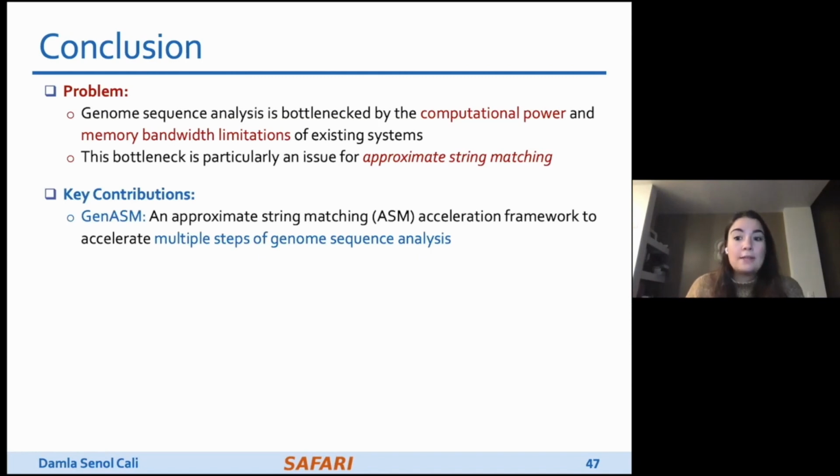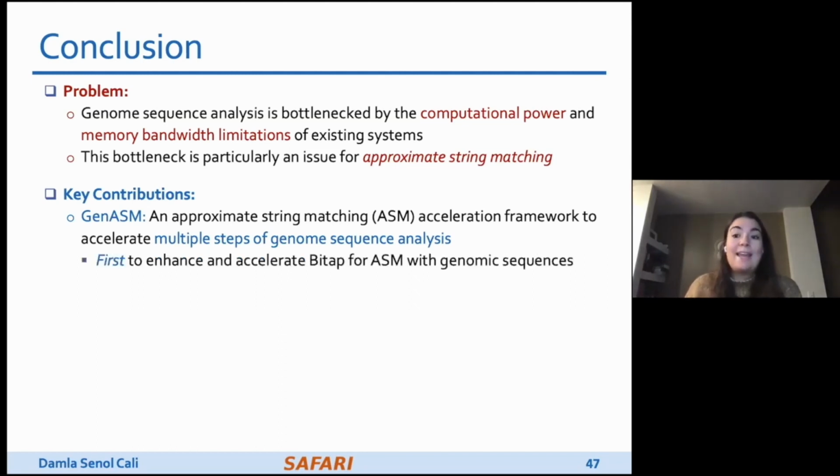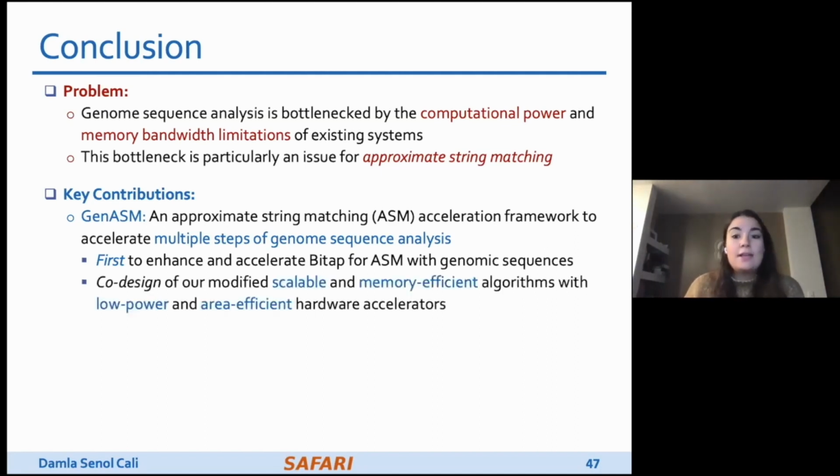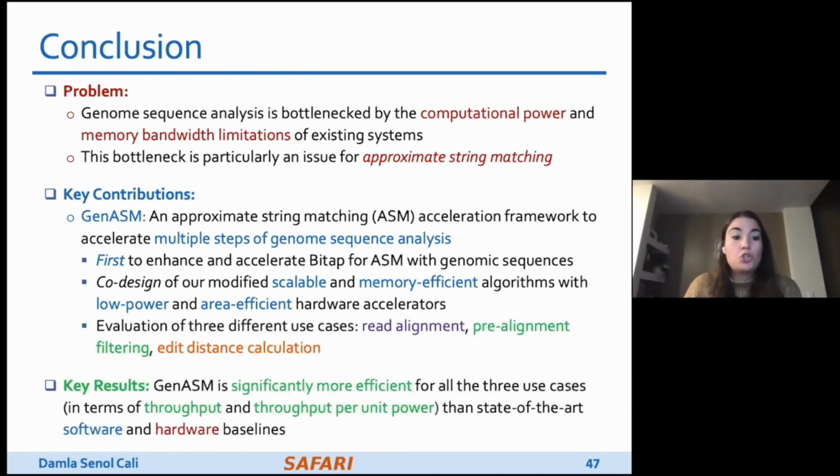And we propose GenASM, an Approximate String Matching acceleration framework, to accelerate multiple steps of genome sequence analysis. And it is the first work that enhances and accelerates Bitap for ASM with genomic sequences. And in GenASM, we co-design our modified, scalable and memory efficient algorithms with low power and area efficient hardware accelerators. And we evaluate 3 different use cases and show that GenASM is significantly more efficient for all 3 use cases in terms of both throughput and throughput per unit power than state-of-the-art software and hardware baselines.